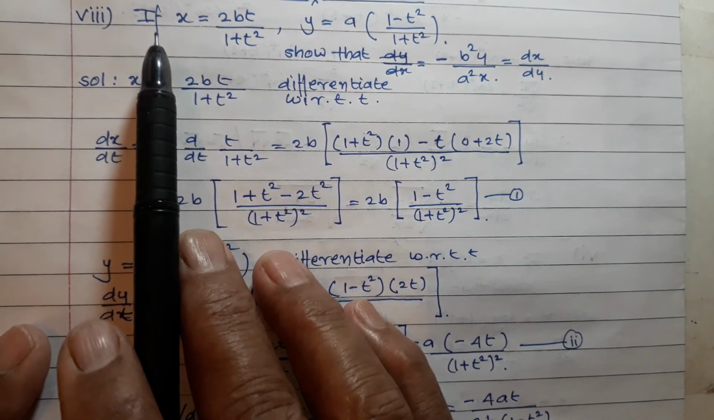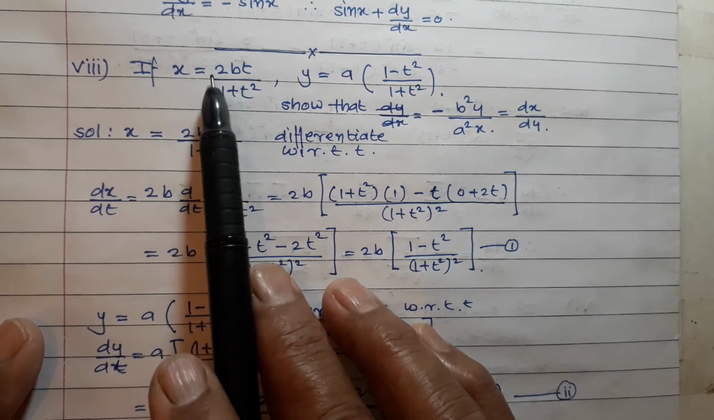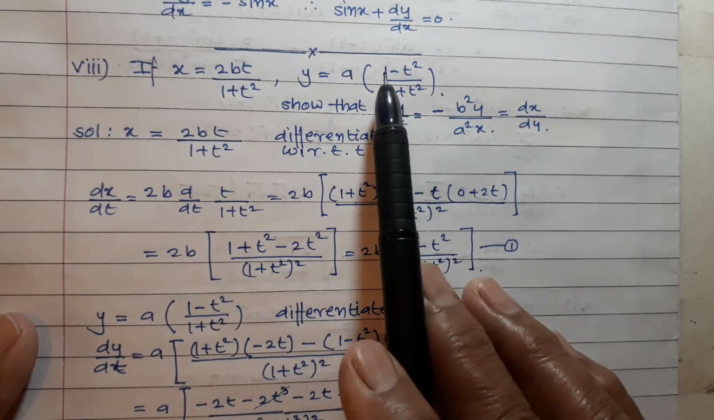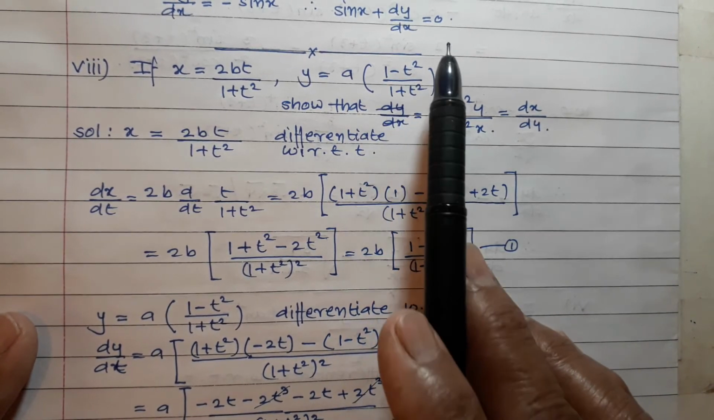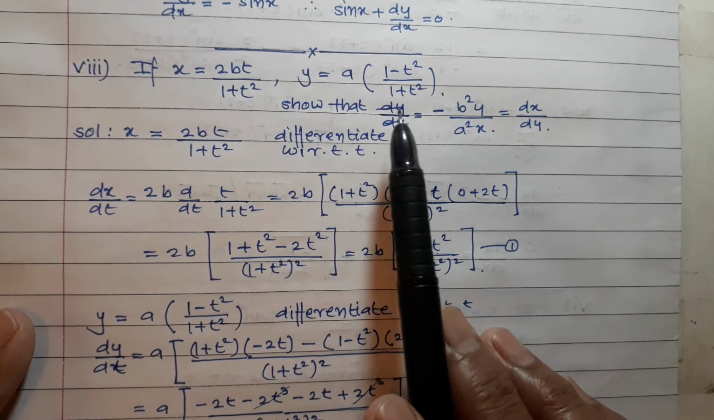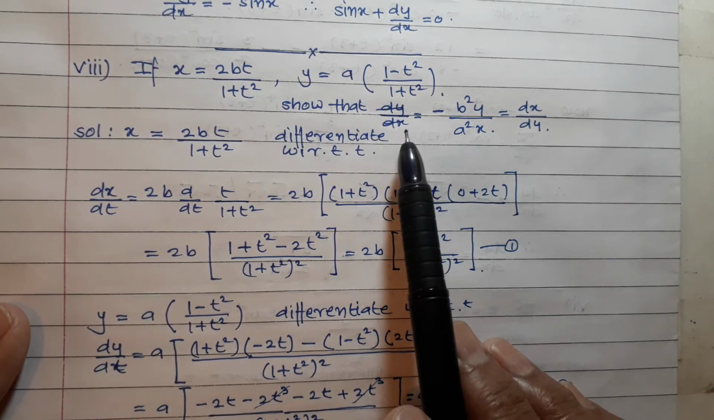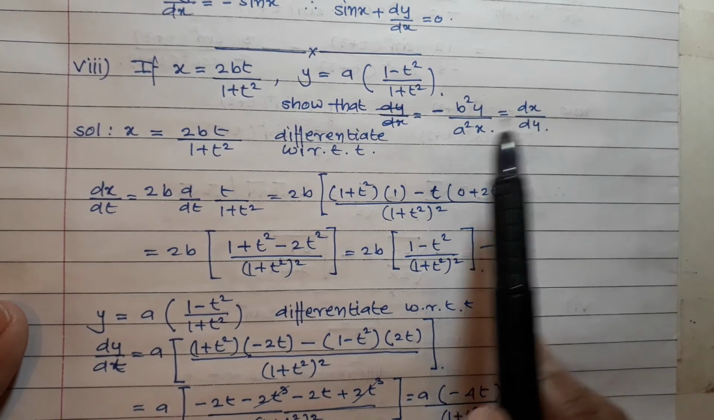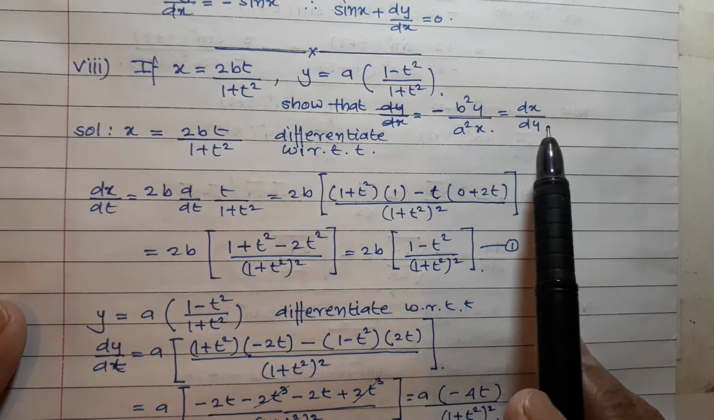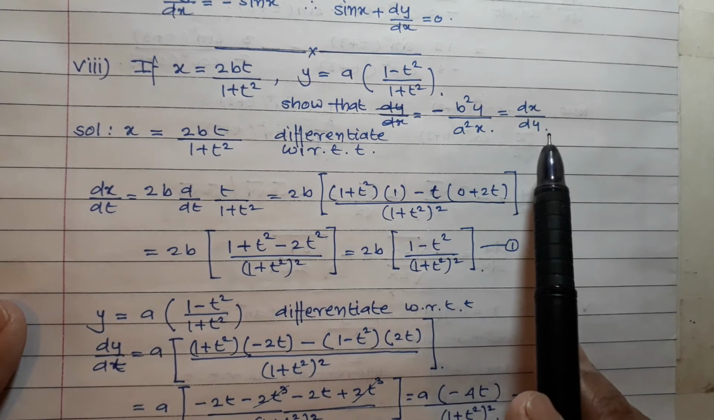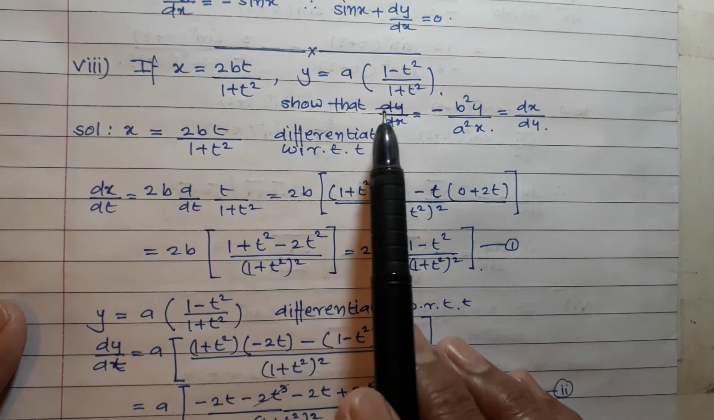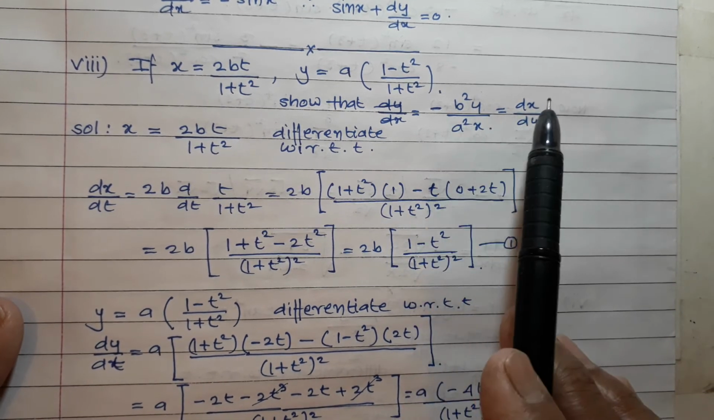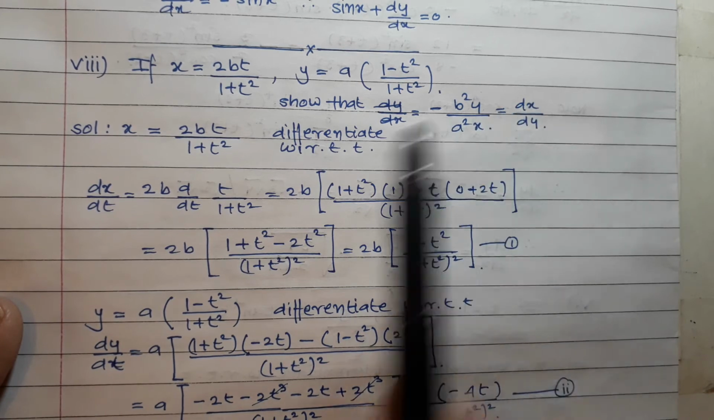Question number 8. If x is equal to 2bt upon 1 plus t square and y is equal to a into bracket 1 minus t square upon 1 plus t square, show that dx/dy is equal to minus b square y upon a square x. So this is not dy/dx, it is dx/dy. In this example, show that dx/dy is equal to this. So this is slightly different.